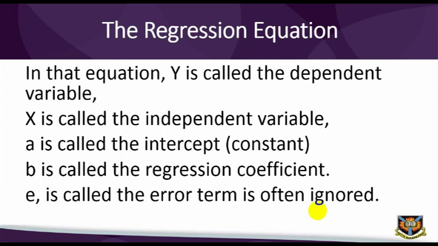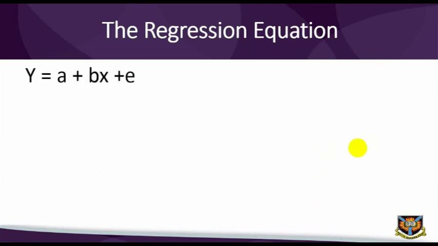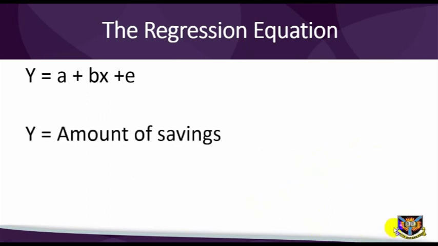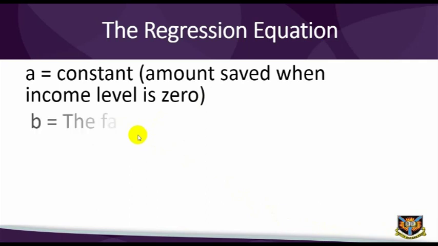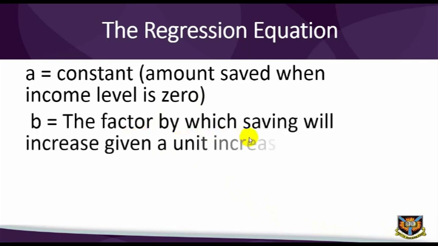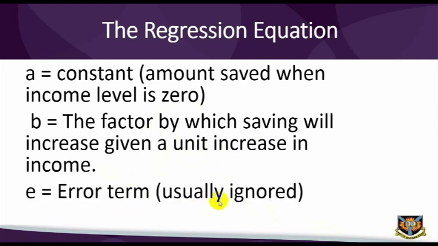For instance, if we are interested in knowing the relationship between income and level of savings, we may use equation 14.1 as follows. y = a + bx + e, where y is the amount of savings, x is the income level, a is a constant, the amount saved when income level is 0, b is the factor by which saving will increase given a unit increase in income, and e is the error term, usually ignored.